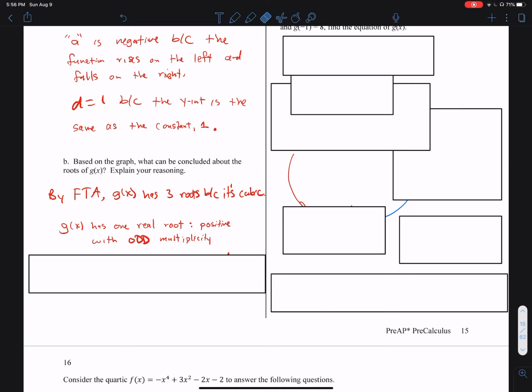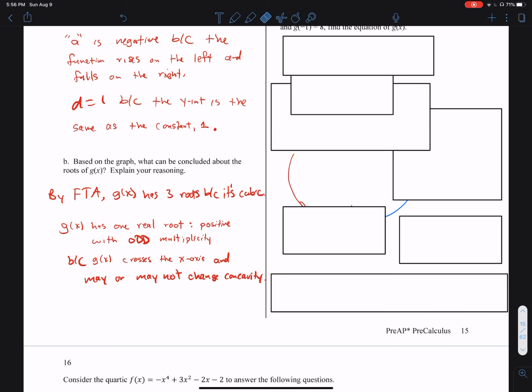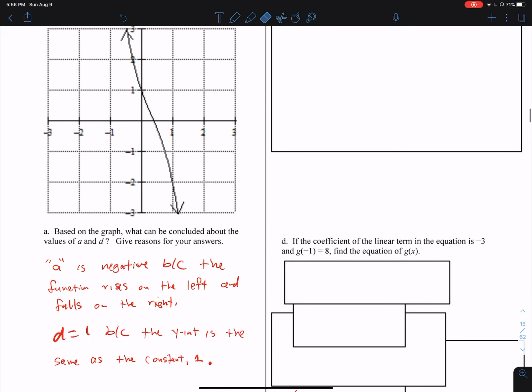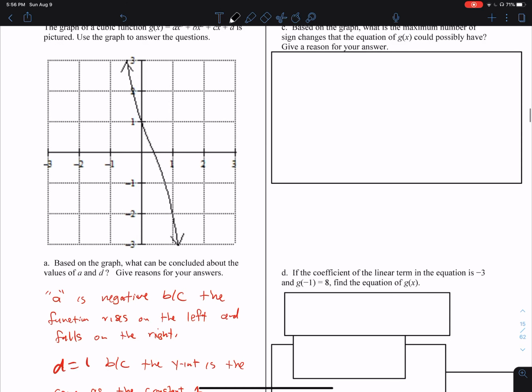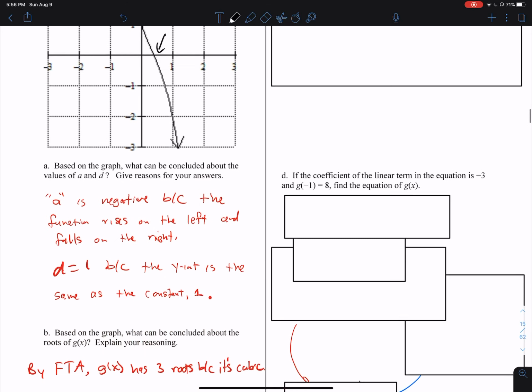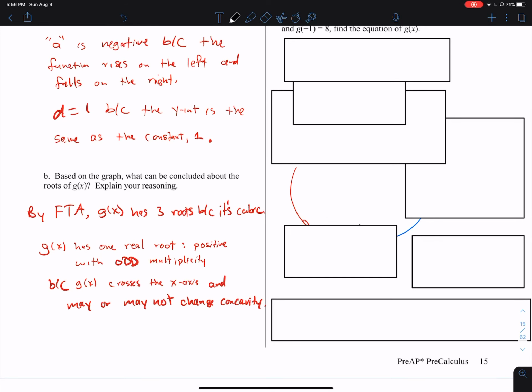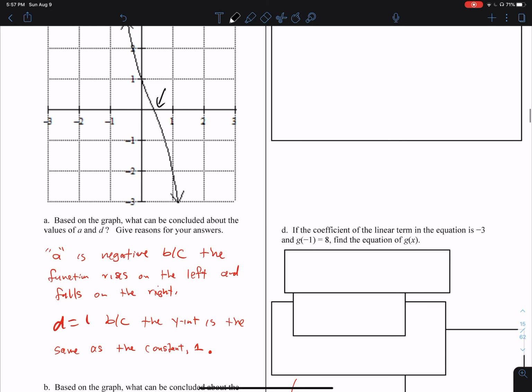Now it doesn't say, well, it does say explain your reasoning. We might want to also say there that g of x crosses the x-axis without changing concavity. Oh, then I said it, because g of x crosses the x-axis, and I wrote it may or may not change concavity, depending on your perspective. Now, if you think that right here it changes concavity, then we would say that its multiplicity is 3. If you're saying it doesn't change concavity here, then we would say that its multiplicity is 1.